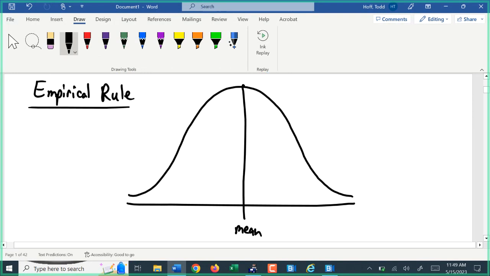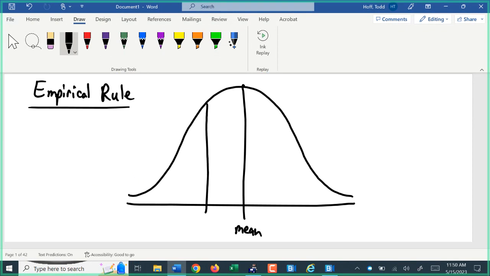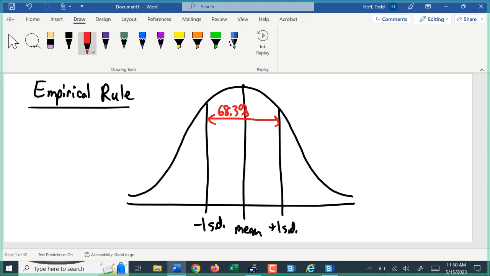And as we go out in each direction from that mean, if we go in steps of the standard deviation, there's a predictable percent of values in that range. For example, if we go out 1 standard deviation on each side, this would be 1 standard deviation below, so minus 1 SD. This would be 1 standard deviation above, so plus 1 SD. We expect 68.3% of all the data to be in that range.